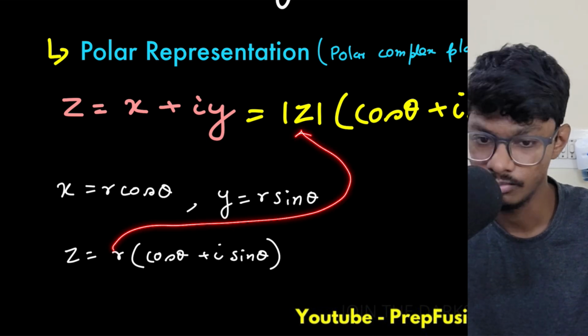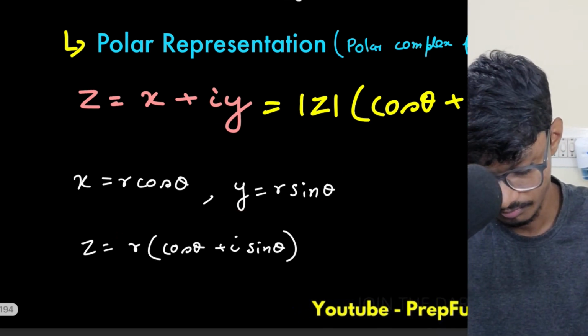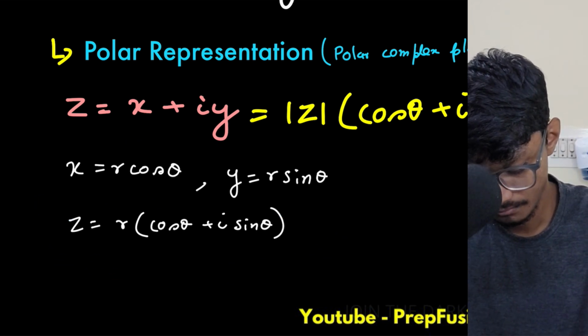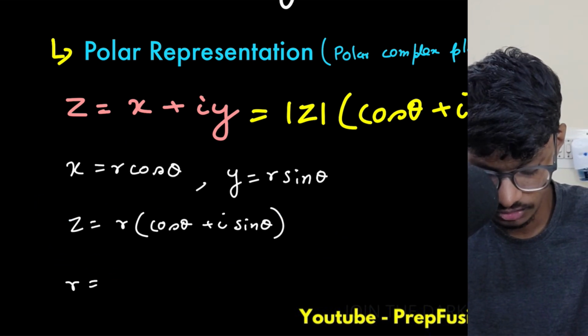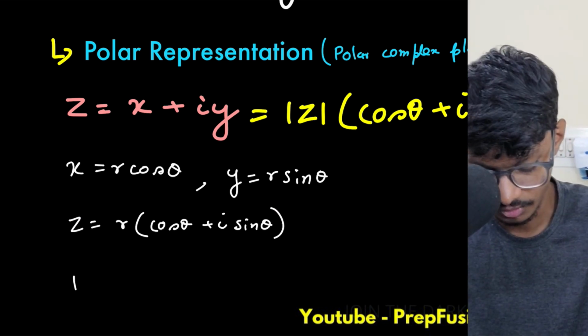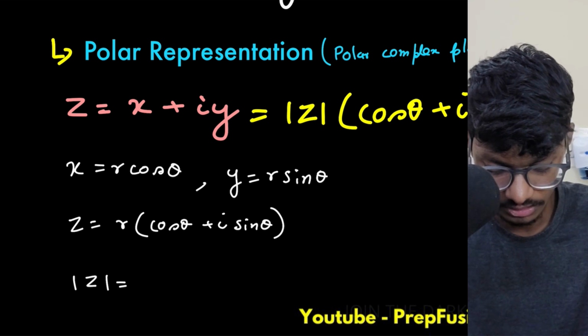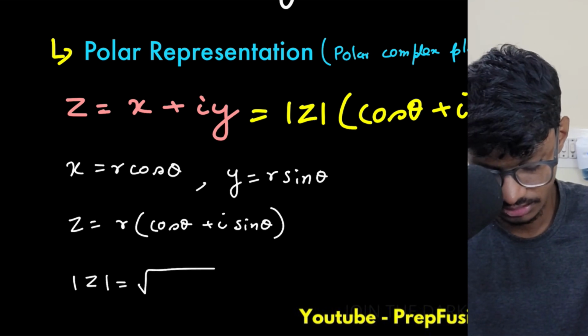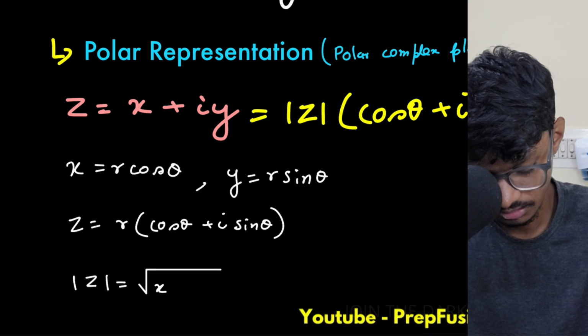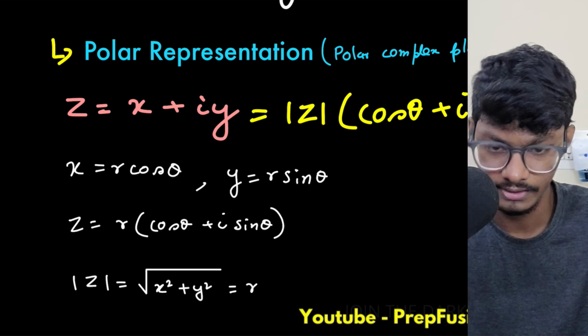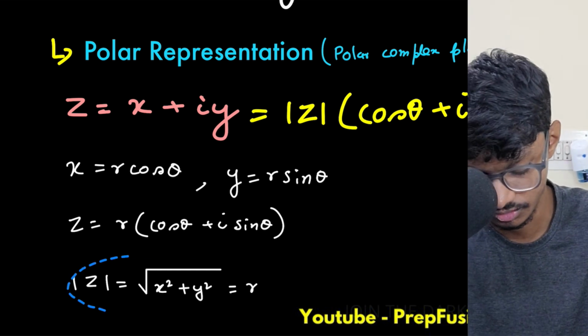So basically my r is what? R is this mod of z. R is equal to the distance. So I will write mod of z because that is the more important term. Mod of z is the distance from the origin. It is simply the square root of x square plus y square, which is equal to r.